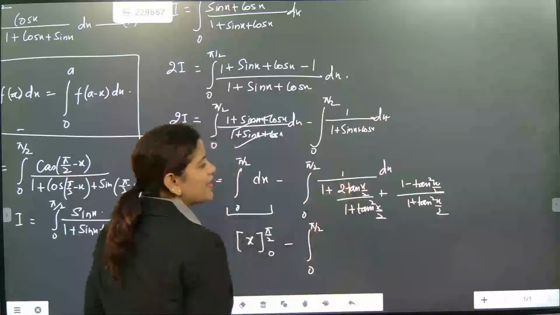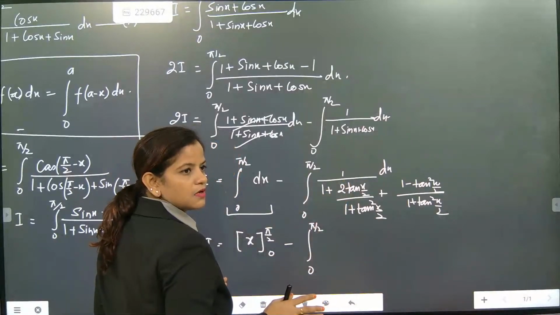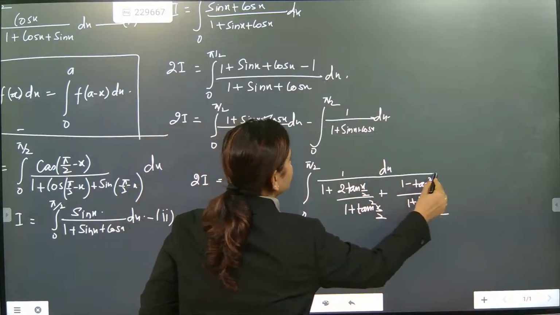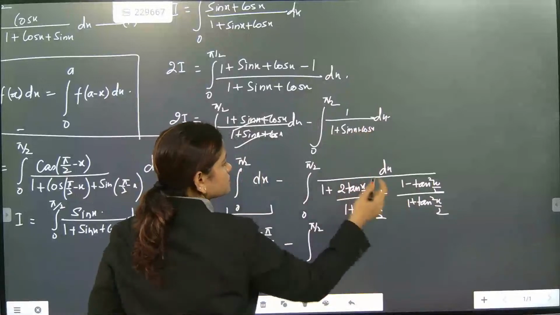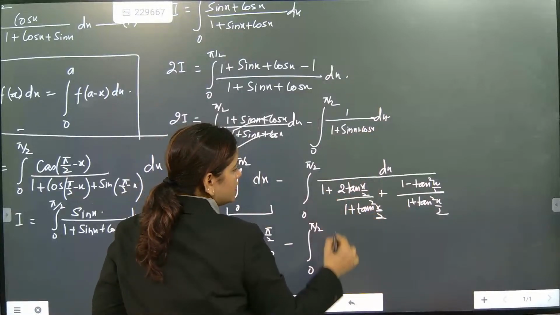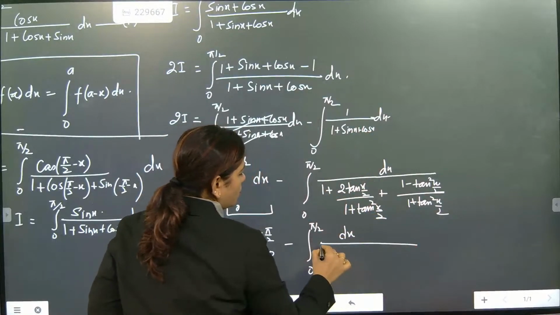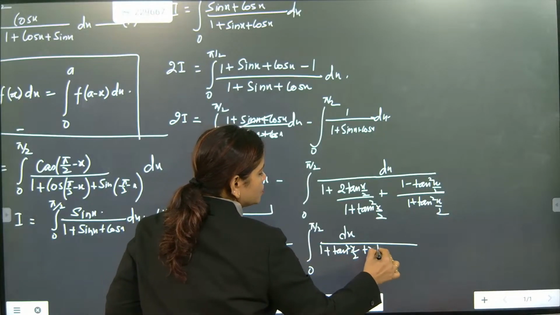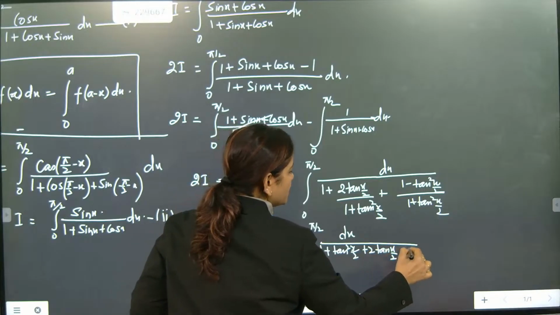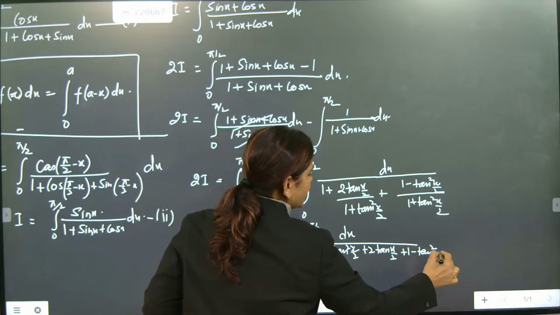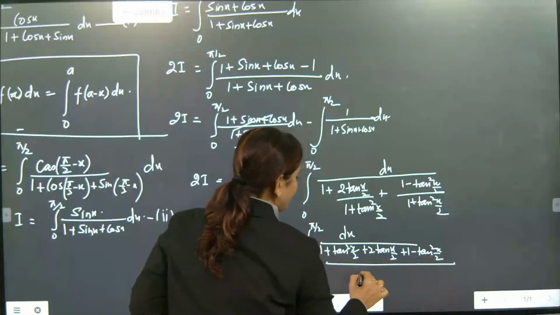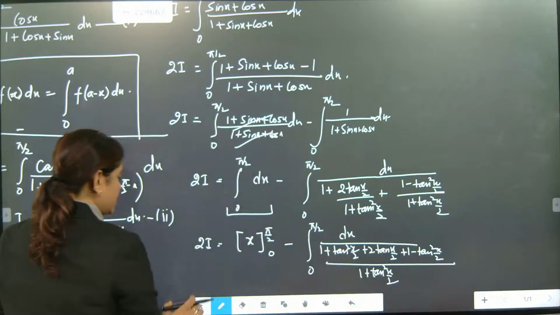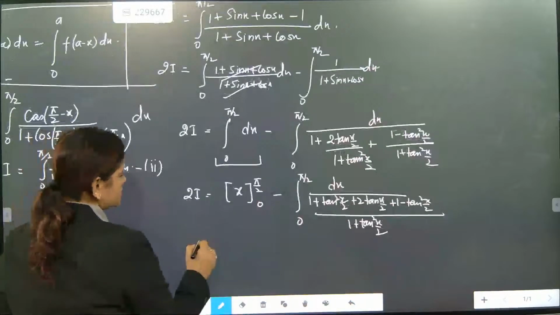Look at it, the 1 plus tan square x by 2 will go up now. I didn't crack any joke here. This is coming as dx, so this will go and multiply. It will be dx by (1 plus tan square x by 2) times (1 plus tan square x by 2 plus 2 tan x by 2 plus 1 minus tan square x by 2), but the denominator part is coming as 1 plus tan square x by 2. After that, patience is needed to solve this question.